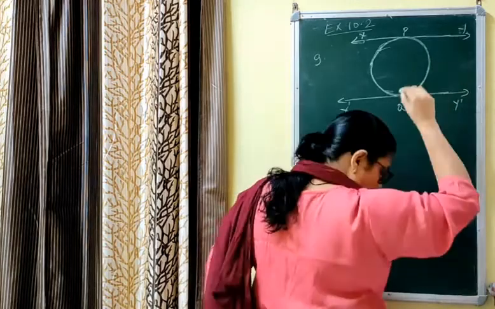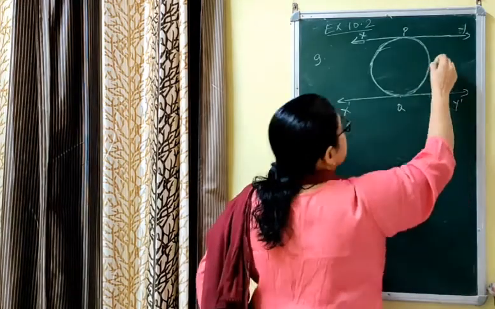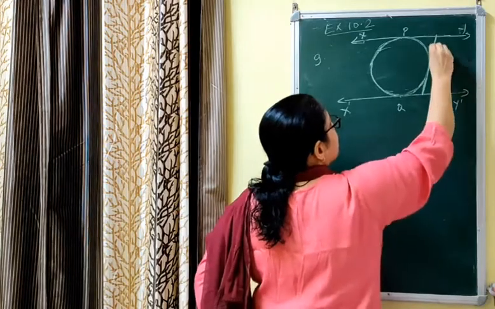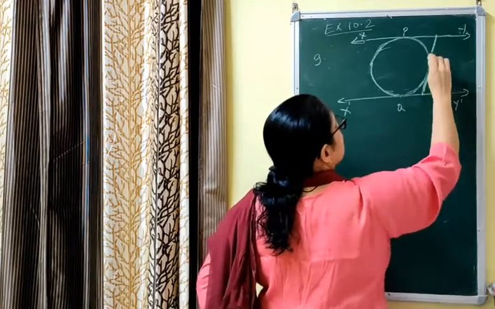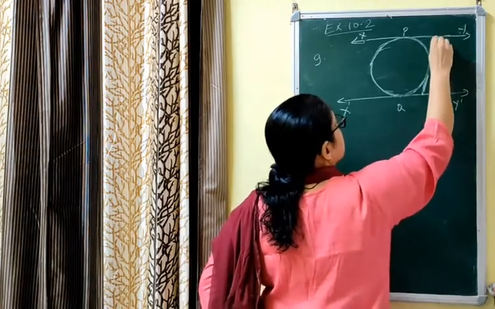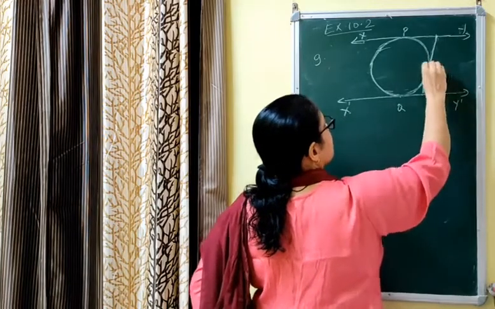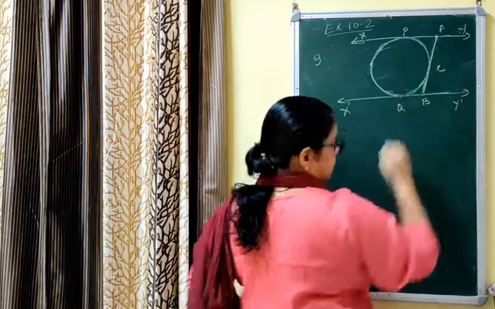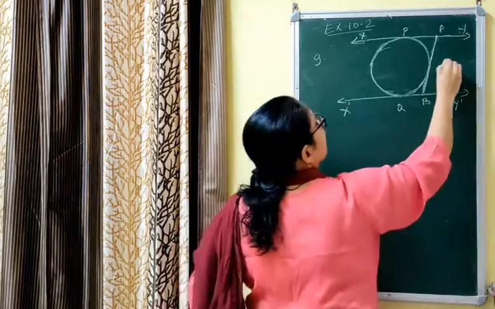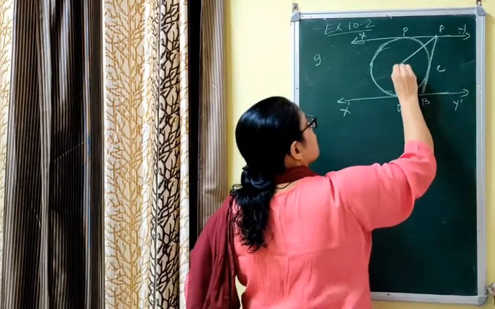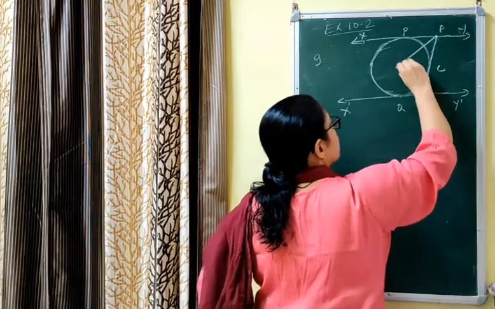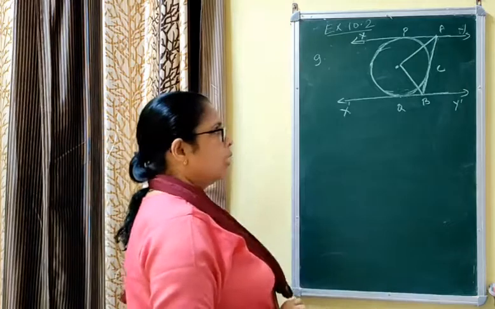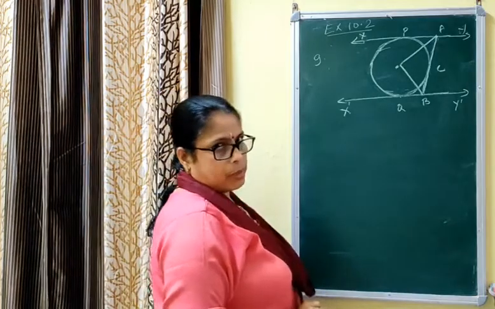There is one more tangent, which is given the name AB. That tangent touches the circle at the point C. Now, if you let O be the center as usual, you have to prove that angle AOB is equal to 90 degrees. This question can also be given without a figure.